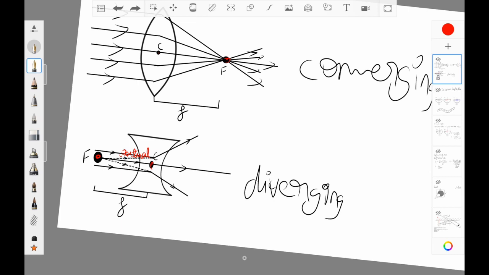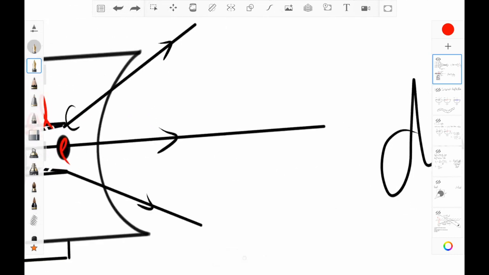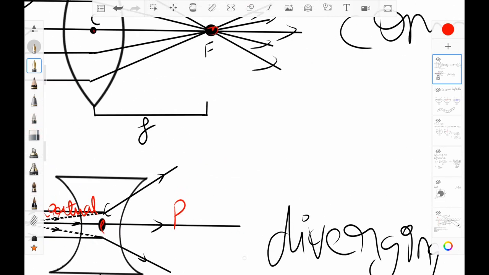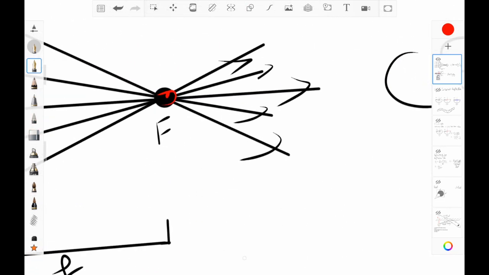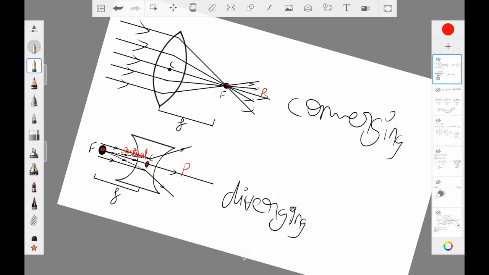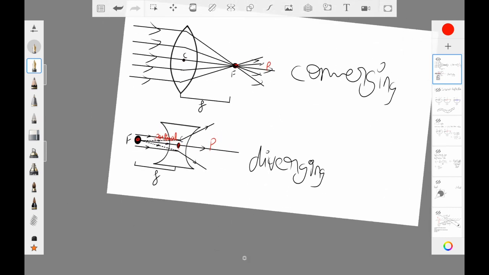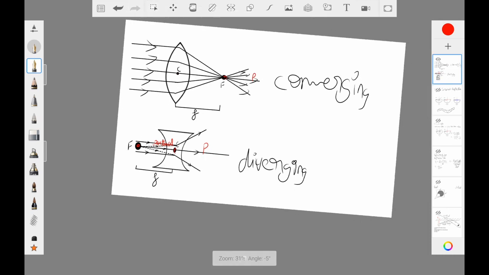And the last thing here is the principal axis. The principal axis is the ray that passes through both the center and the focal point. So in this case, this is the principal axis, and here this is the principal axis. You can see that these two lines pass through both the focal point and the center of the individual lenses. And so I have done the best I can with lenses.